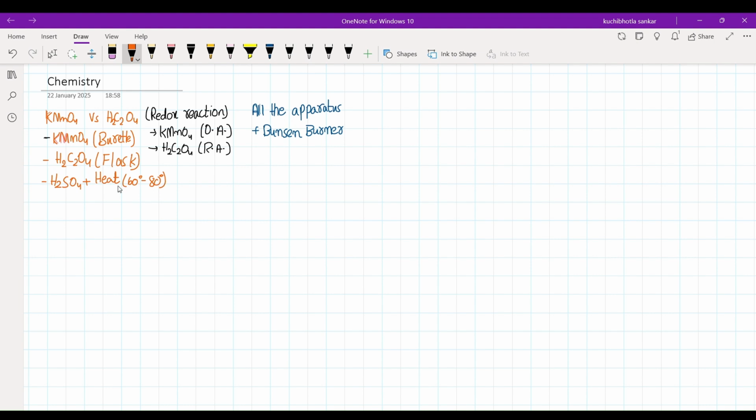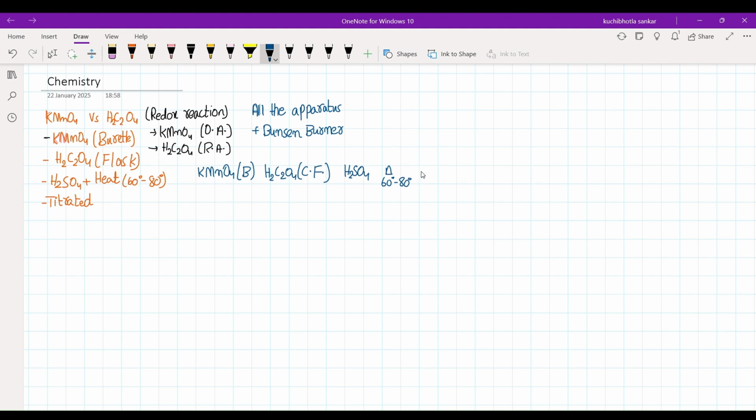After heating, it will be titrated, and no indicator is used here. KMnO4 acts as a self indicator. Just remember all of this procedure. We are going to sum it up again. KMnO4 is taken in the burette, and H2C2O4 is taken in the conical flask. And then what are we going to do? We are going to add H2SO4, and then heat it to 60 to 80 degrees. This is a symbol for heating, and no indicator.